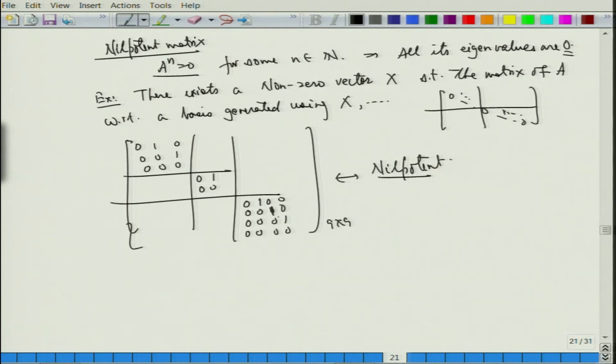And not only that, you can see that if I write this as A, then A to the power 4 is 0. All right. So there is a notion of what is called the degree of nilpotency or index of nilpotency, and accordingly you can build up. Fine. So I will not get into that part because that is going out of the syllabus. There is what is called a Jordan decomposition.